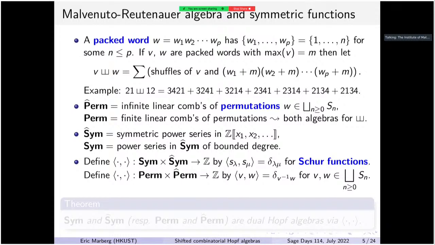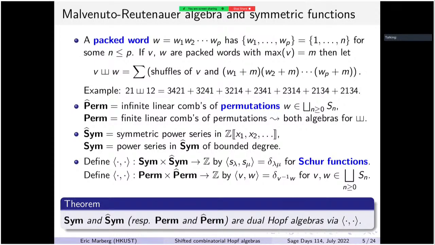And for our algebra of permutations, which is either called the free quasi-symmetric functions or the Malvenuto-Reutenauer algebra of permutations, we make v and the inverse of w, or we make inverse permutations, orthonormal. So v inner product with w is 1 if v is equal to w inverse, and otherwise it's 0.